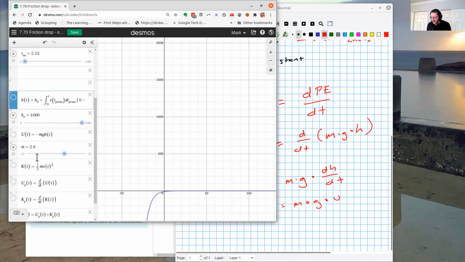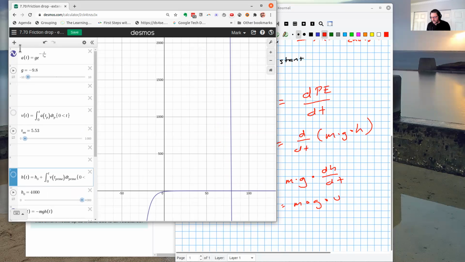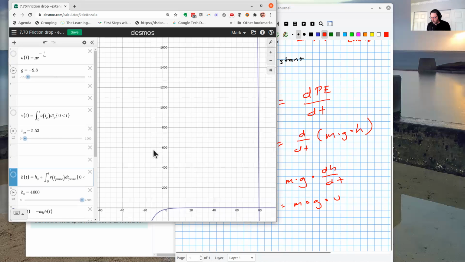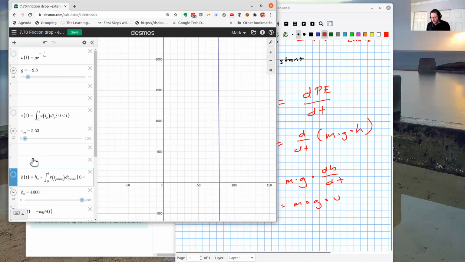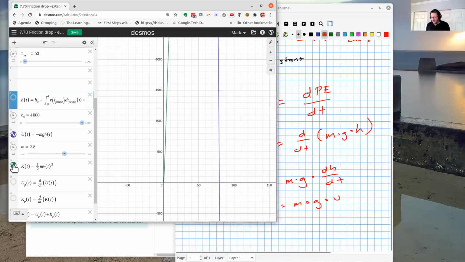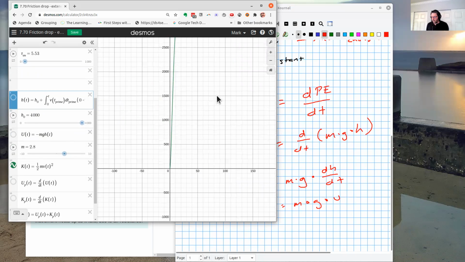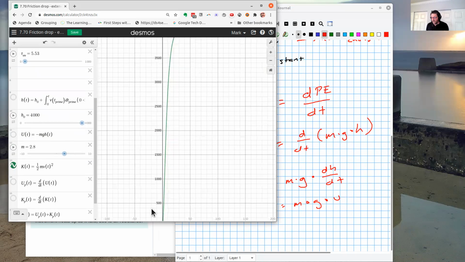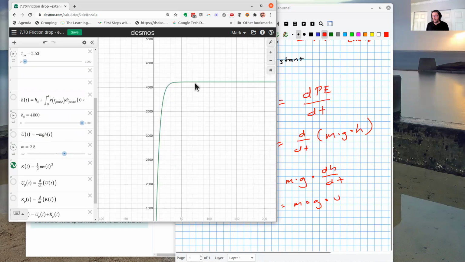Then I've also got equations for the potential energy, which is decreasing as it falls, and the kinetic energy, which is increasing as it falls. The kinetic energy is the one that we're really curious about here. So let me show that one where we can see it. And you can see that kinetic energy increases and then stops changing after a while because it's moving at a constant speed.